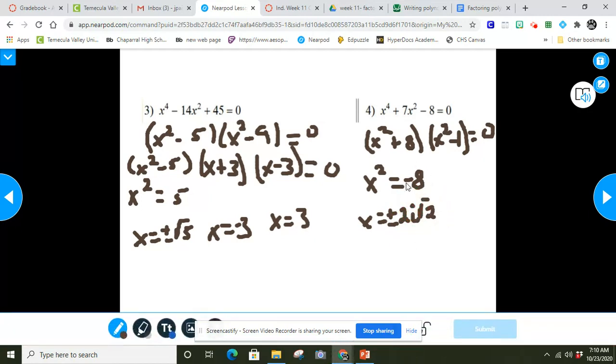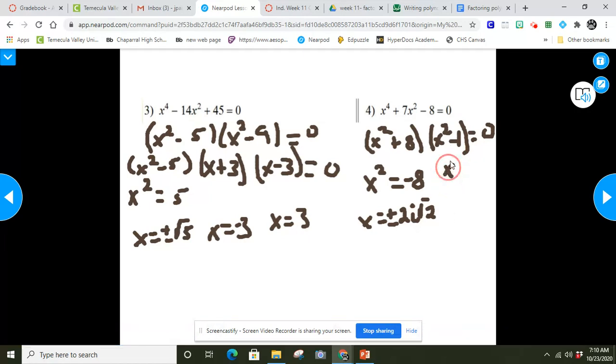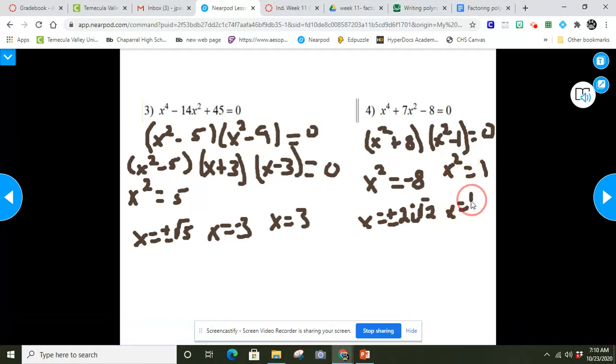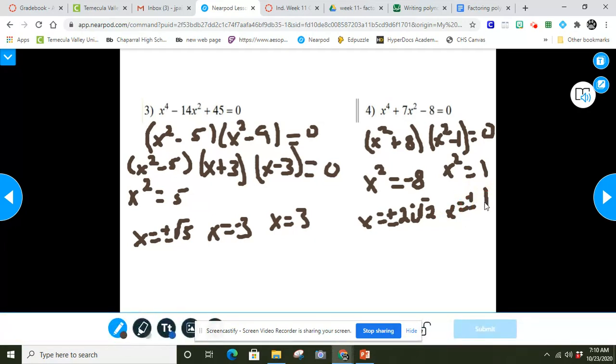All right, again, because the square root of 8 is 2 rad 2. And then the negative inside is why there's an i. So I have 2 imaginary answers. Over here, I'm going to get x squared equals 1. When I square root that, I get plus or minus 1. x equals plus or minus 1. So I have 2 real answers, 2 imaginary answers, but I still have 4 solutions to this problem.